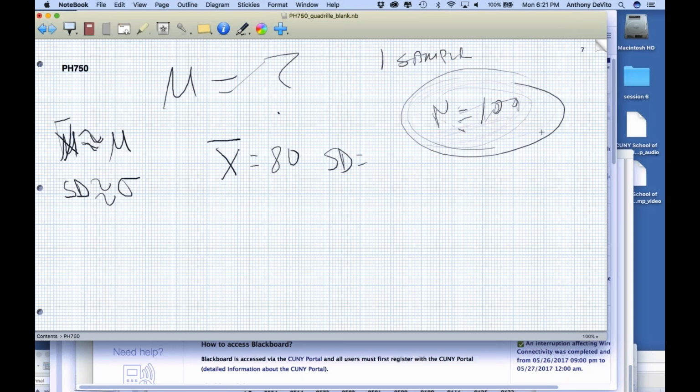So if you take a big sample like 100, you're in pretty good shape. You're getting pretty close to, I don't know about the mean, but you're getting a pretty good window on the standard deviation.